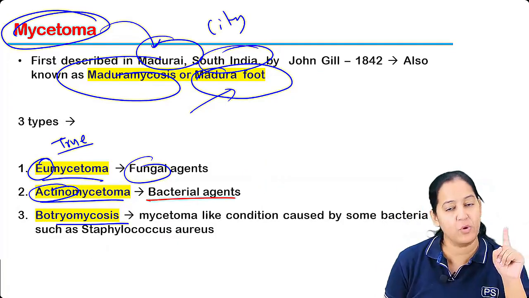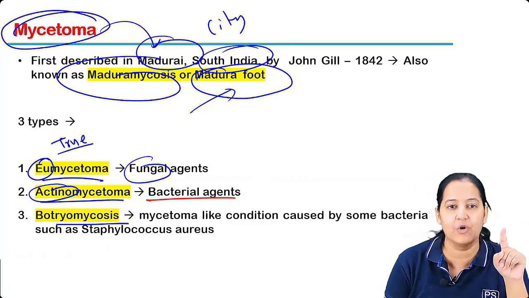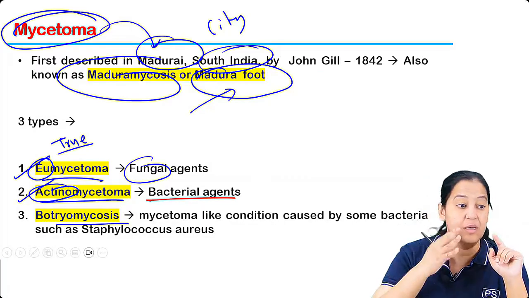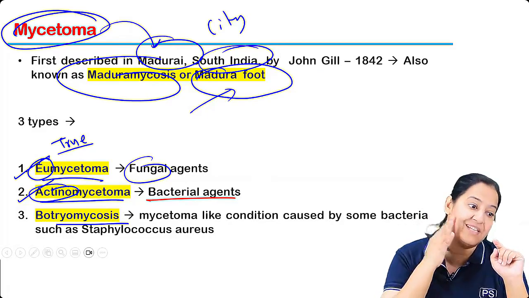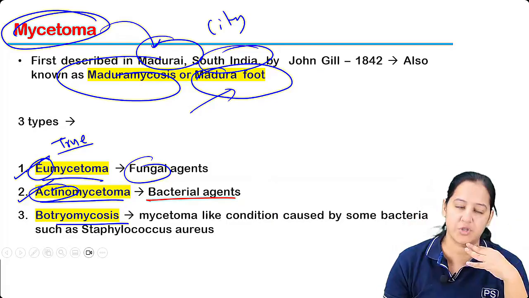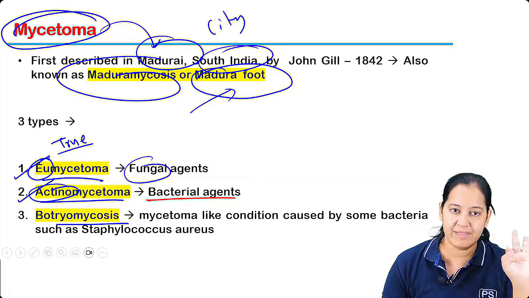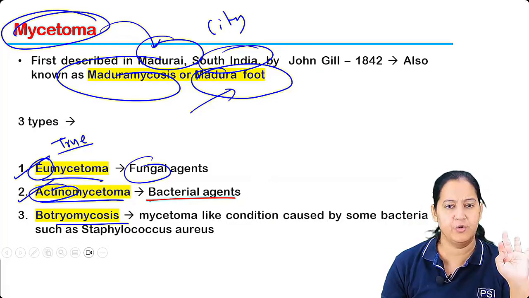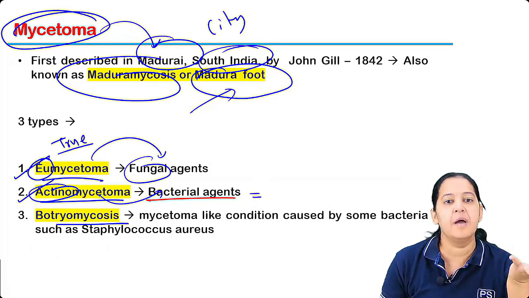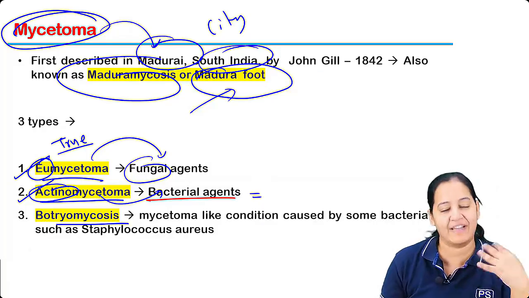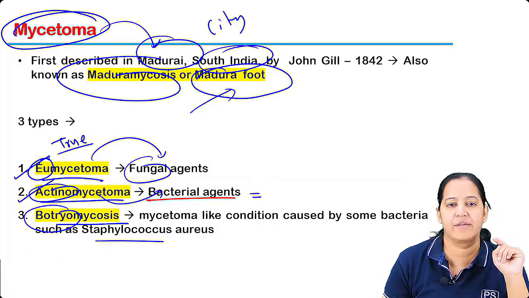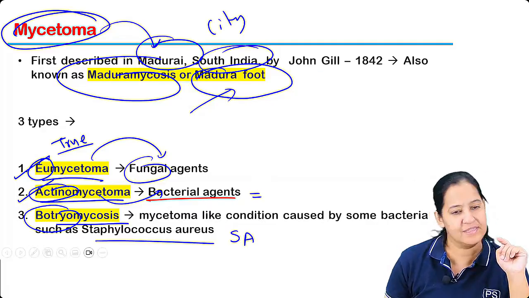But if it is caused by bacteria, it is known as actinomycetoma. This is eumycetoma. This is actinomycetoma. I told you multiple sinuses are there. If you press it, the pus will come, discharging sinuses, and there will be granules. So the same disease is caused by fungus also. Eumycetoma is caused by fungus. Actino is caused by bacteria, actinobacteria. And third is Botry. Botryomycosis is caused by Staph aureus, rarely.